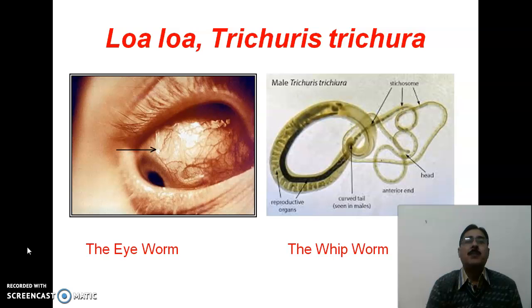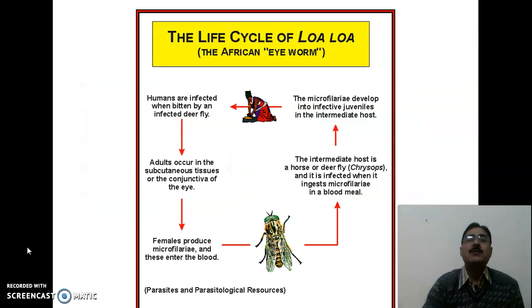These are the two examples: Loa loa, which is the eye worm, and Trichuris trichiura, which is the whipworm. Now you can see the life cycle of Loa loa, the eye worm, and how the infection takes place. Again, here the secondary host is an insect where a female insect is biting. Here it is the Chrysops, the deer fly or the horse fly, and the infection takes place in the human being.